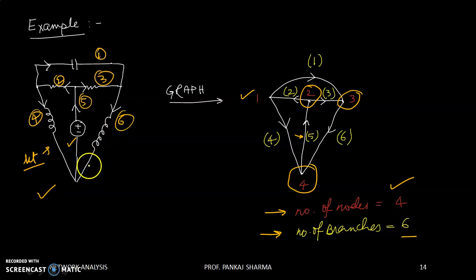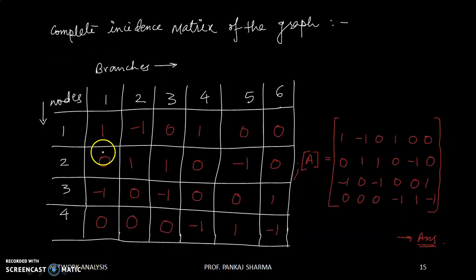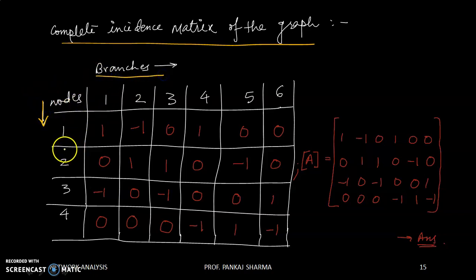Keep in mind that the direction of the circuit is given, and that same direction has to be translated once you make the graph. See, this is the complete incidence matrix of the graph. I have kept nodes like this, and these are your branches. What was the number of nodes? The number of nodes was 4: node 1, node 2, node 3 and node 4.